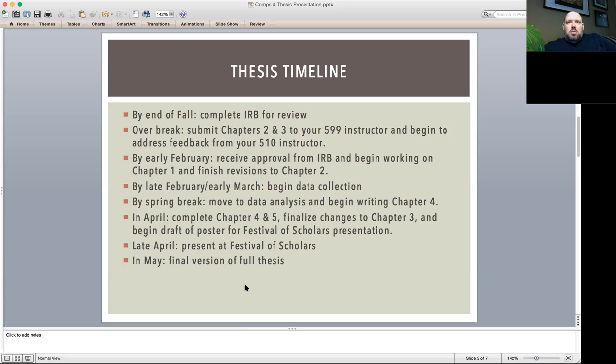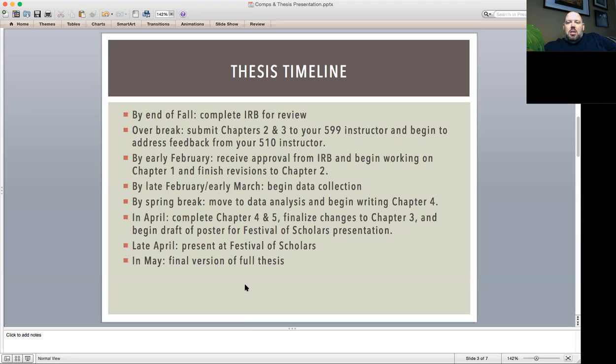By doing this, it does make you start to think through your data a little bit more, and so there may be things that you continue to refine and go back to. So your poster may not necessarily match up with your final draft of your thesis. And then in May, during finals week, you do have to present your final copies of your full thesis to your instructor of the 599 class.